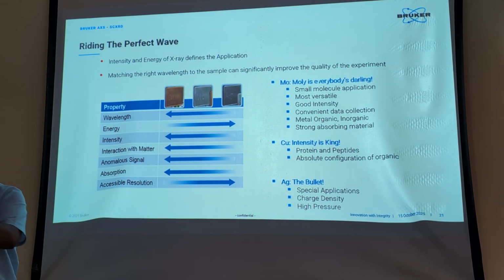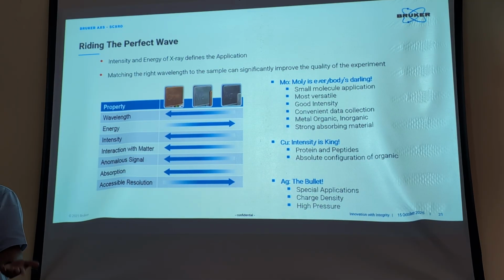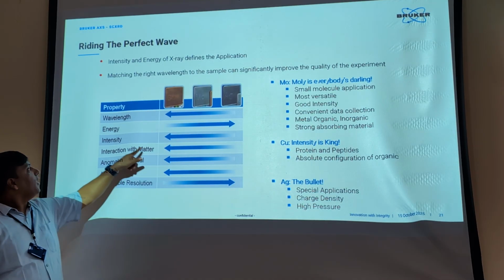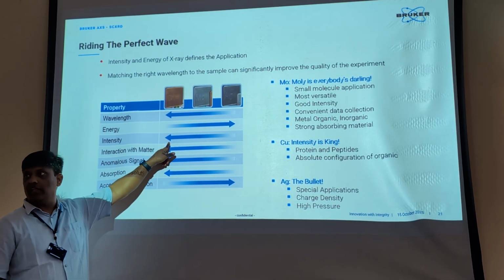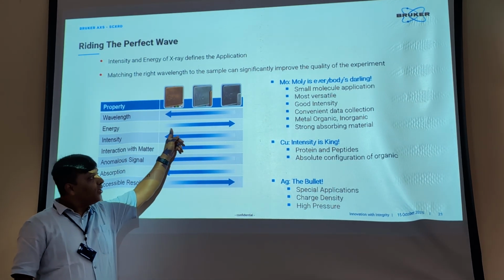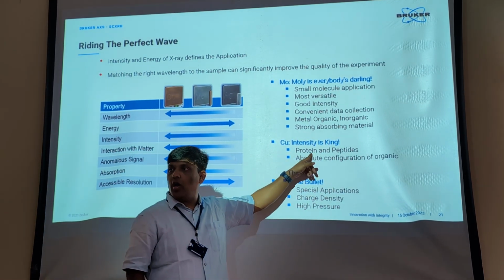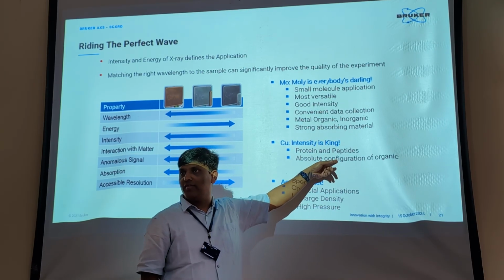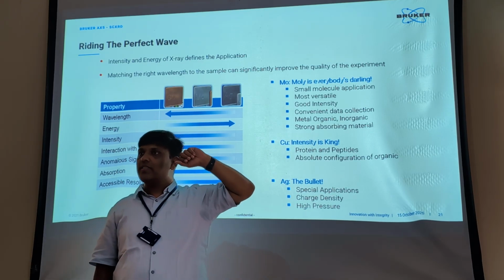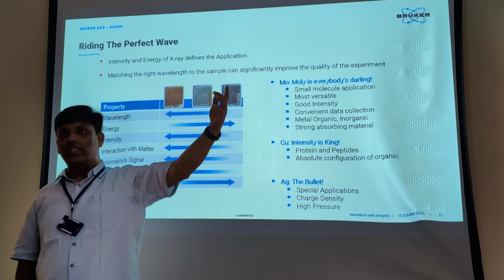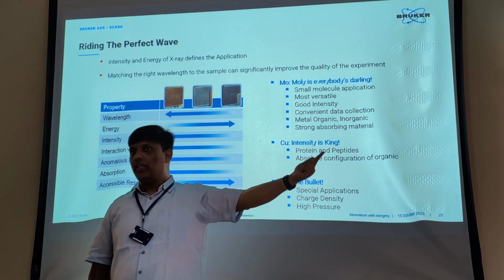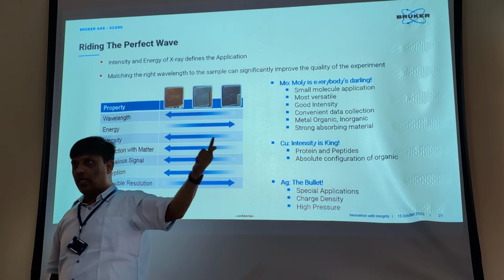So if in the future, or now, you want to do absolute configuration, copper is mandatory because you get the better anomalous signal and you have a better intensity. That is the purpose of having copper radiation. Because of its lower energy, it is also suitable for proteins and peptide applications. Copper radiation is preferred whenever your crystal is weakly diffracting and you need more intensity. Copper is an ideal solution, and it gives a better anomalous signal, so you can determine the absolute configuration of a pure organic molecule.